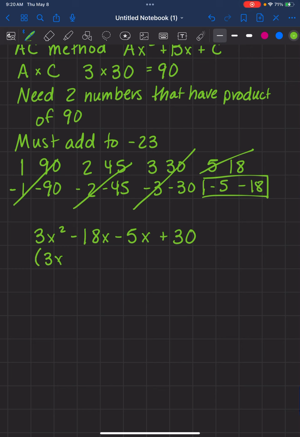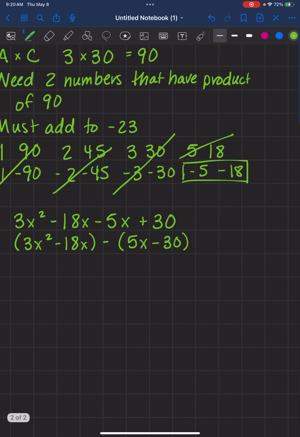So we'll have 3x squared minus 18x, and then we'll have minus 5x minus 30. Of course that plus turns into a minus because we're going to distribute that negative sign in the middle. So now what needs to happen is that we somehow need to end up with the same term on both sides. And right now we don't have that. But if we look on the left-hand side, there's something that we can pull out because there's a common factor, and that factor is 3x. So we take out a 3x, and we are left with x minus 6.